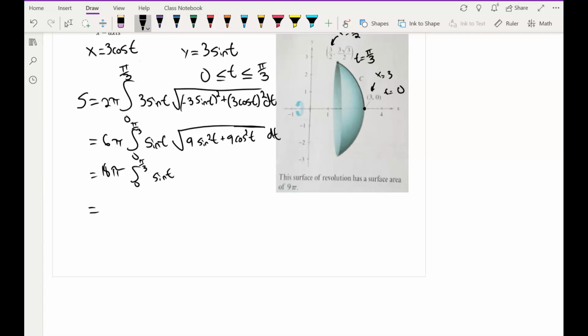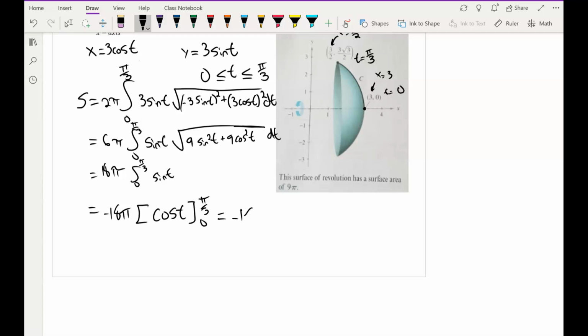All right. This part's pretty easy. Do the antiderivative. What derivative gives me sine of t? Well, we know the derivative of cosine is negative sine, so it must have been negative cosine. So bring that negative out front: negative 18 pi. We've done our antiderivative. Now we just need to plug in our values. The antiderivative is negative cosine of t, but keep in mind we brought that negative out front, so just cosine of t from 0 to pi over 3.